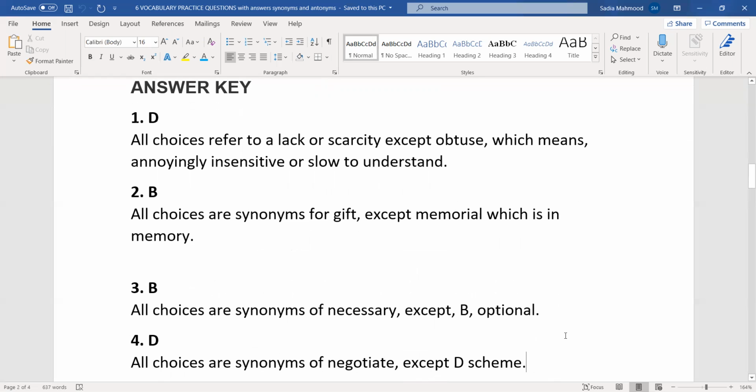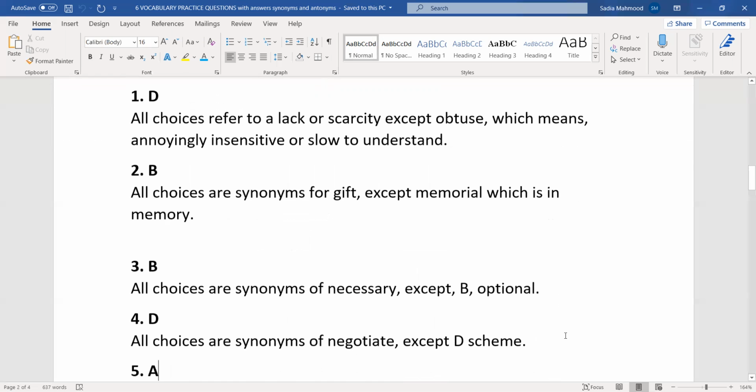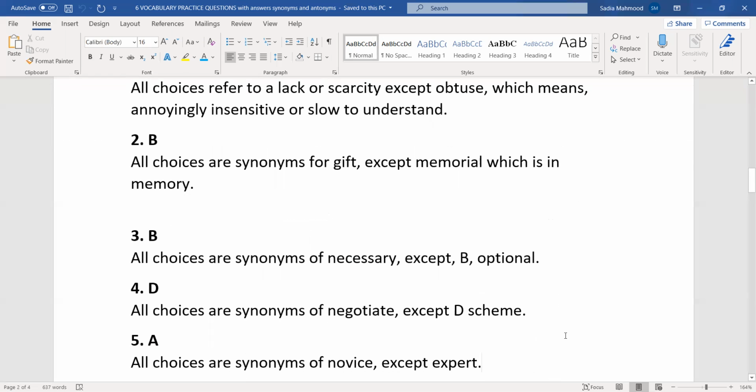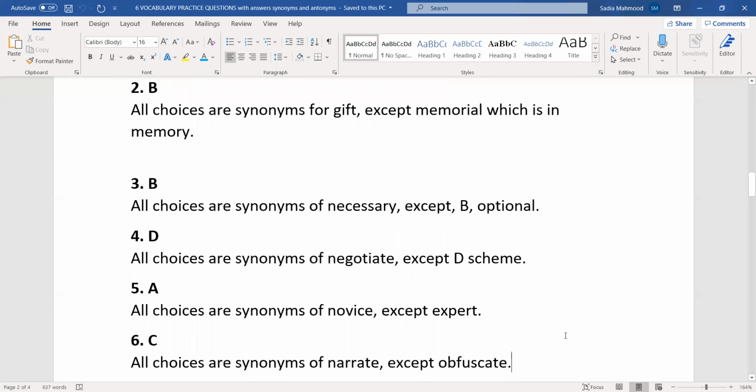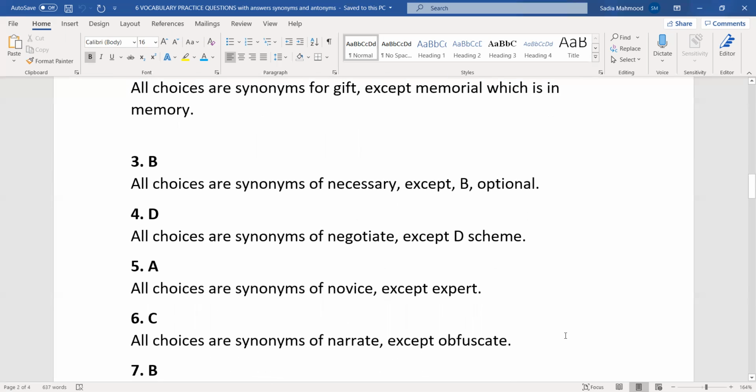Question 2, B is the right option. All choices are synonyms for gift except memorial, which is in memory. Question number 3, option B. All choices are synonyms of necessary except B, which means optional. Question number 4, D is the right option. All choices are synonyms of negotiate except D, which means scheme.